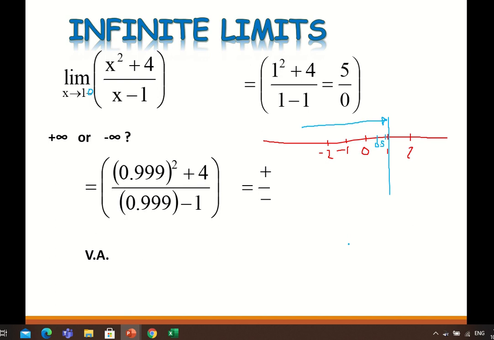So now let's find out what the vertical asymptote is. To find the vertical asymptote, you just look at the denominator. What makes the denominator equal to 0? What is the value of x that can make the whole denominator equal to 0? In this case, when x equals 1, 1 minus 1 equals 0. Therefore, x equals 1 is our vertical asymptote.